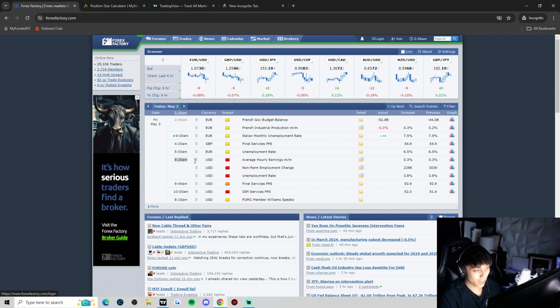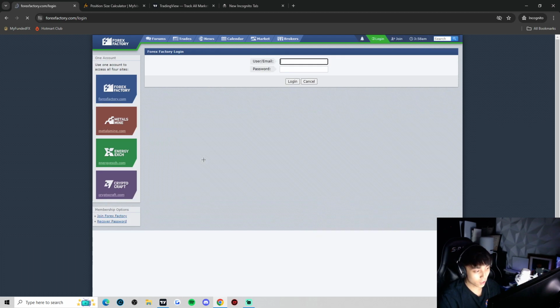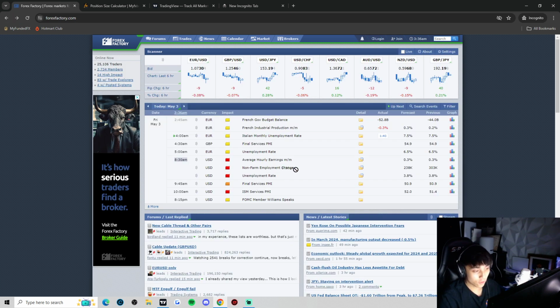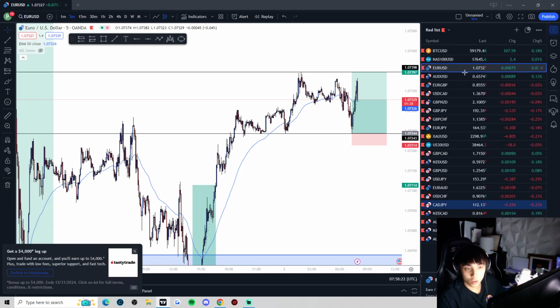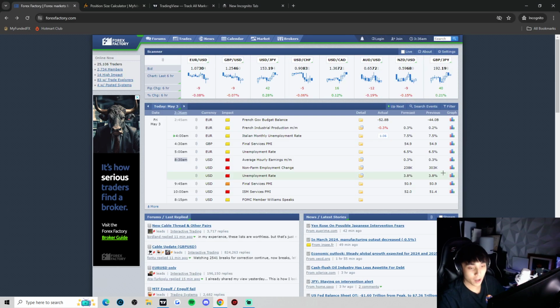And look at right here at 8:30 a.m. on Friday, we are going to have red folder news for USD. And I'm trading Euro USD right now, so it's going to impact the pair that I am currently trading. And if you guys click on these folders, you can do a little bit more in-depth research on it. And so I don't trade red folders myself. I just go on this website to check if there's any red folder news incoming.